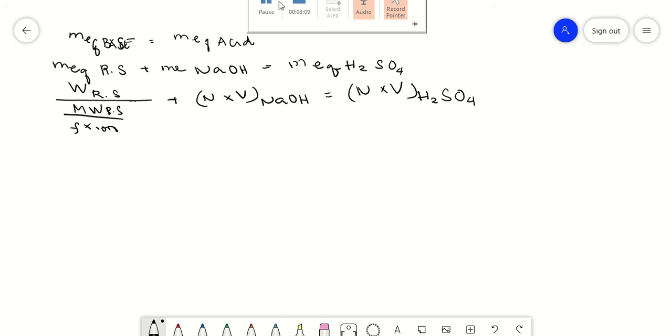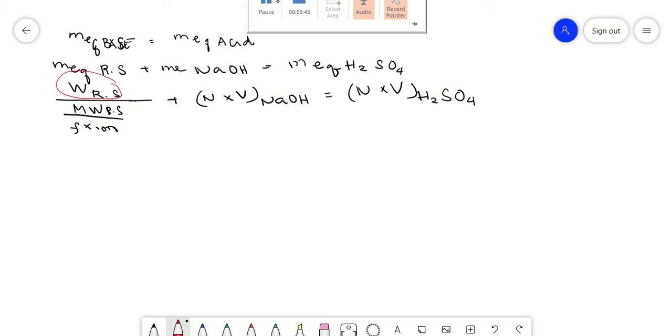Okay, now we make use of this formula again. Milliequivalents of the base is equal to milliequivalents of the acid. We have two bases here, sodium hydroxide and the Rochelle salt. This sodium hydroxide was used for back titration because there was an excess. The endpoint was overrun, so there was an excess, so we have to back titrate it with sodium hydroxide. The weight of Rochelle salt is unknown, so we're going to solve for this.